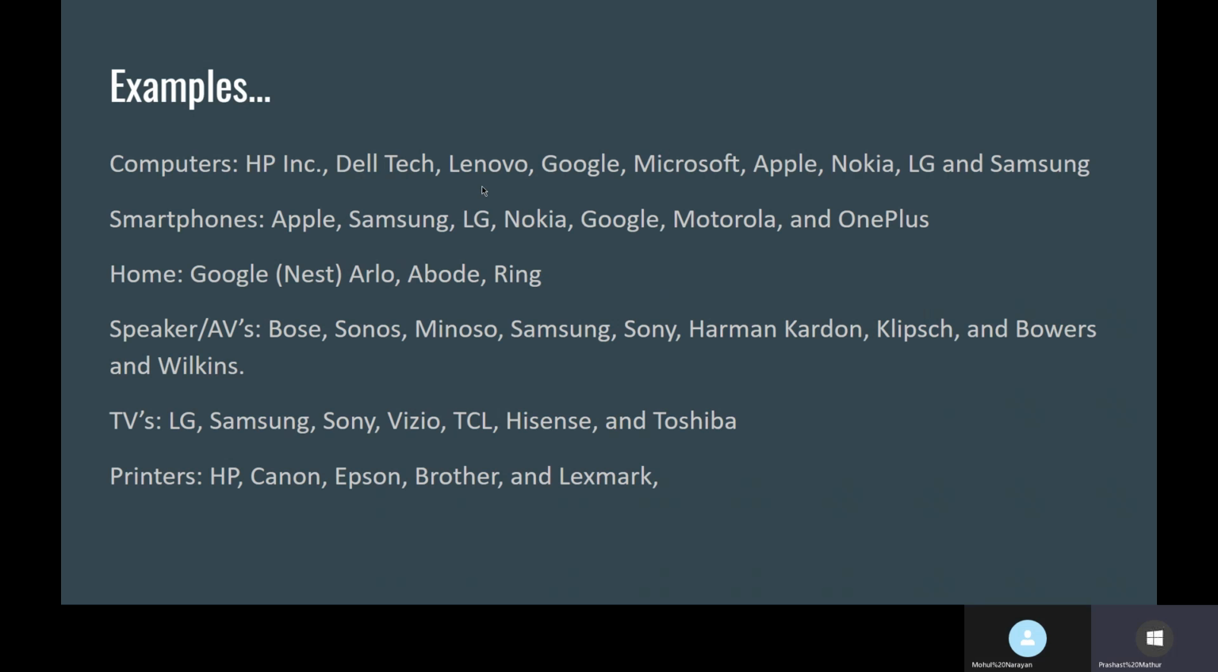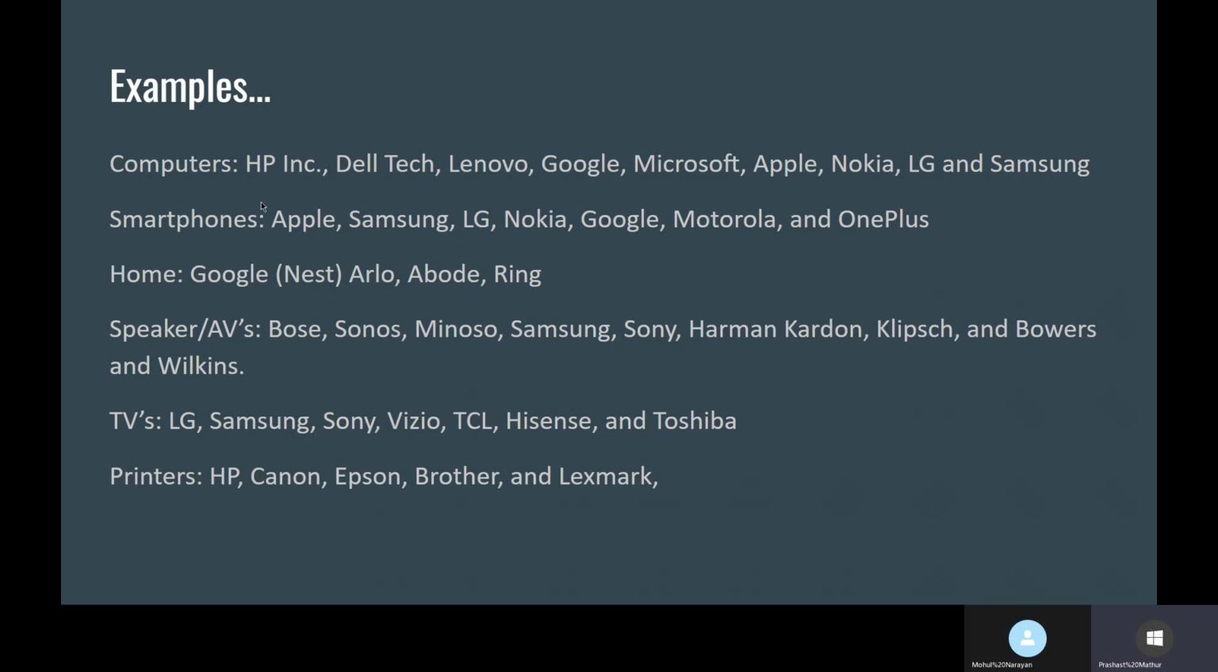Now these are the computer companies. There's HP, Dell Tech, Lenovo, Google, Microsoft, Apple, Nokia, LG, and Samsung. So these are all tech companies, but they focus on different things. There are the computer tech companies, the smartphone tech companies, the tech companies that focus on home security, the tech companies that focus on speakers and AVs, the tech companies that focus on TVs, and the tech companies that focus on printers.